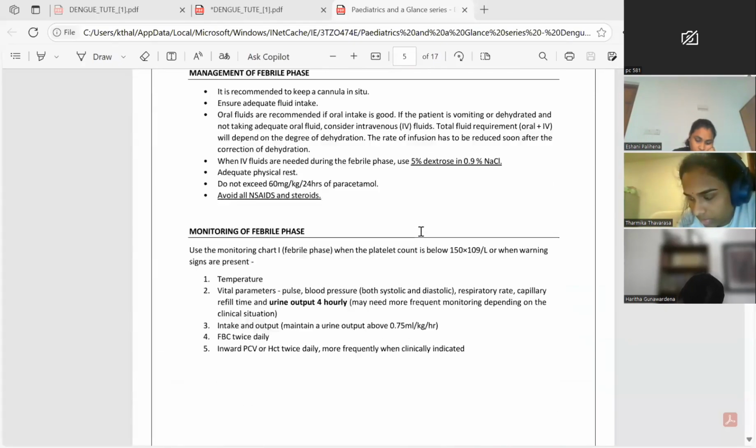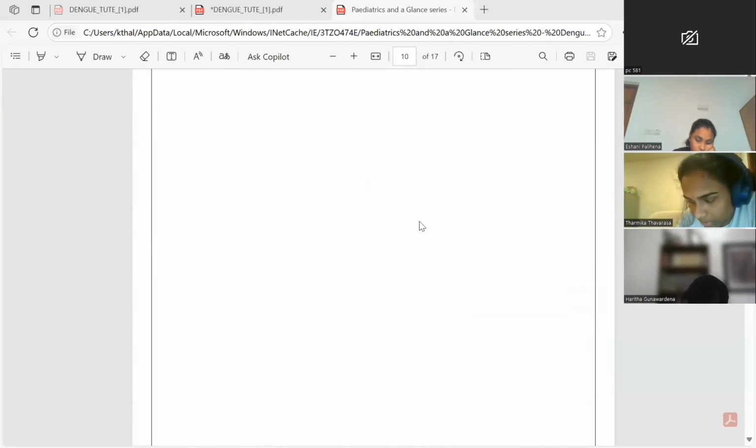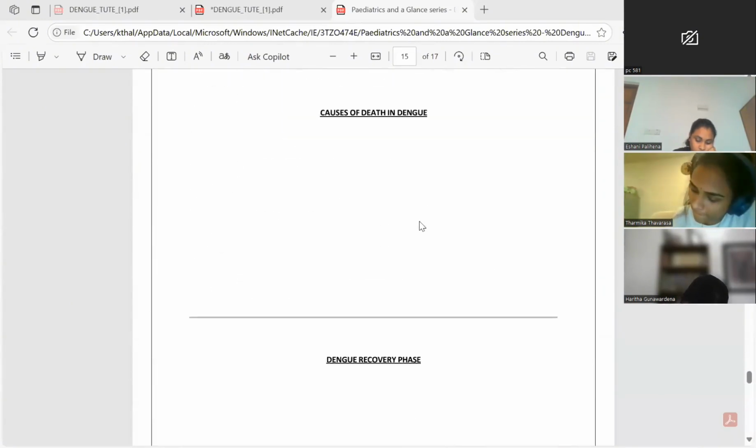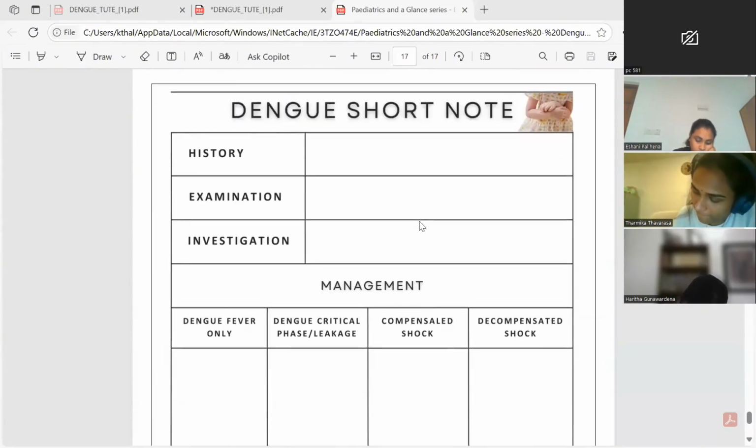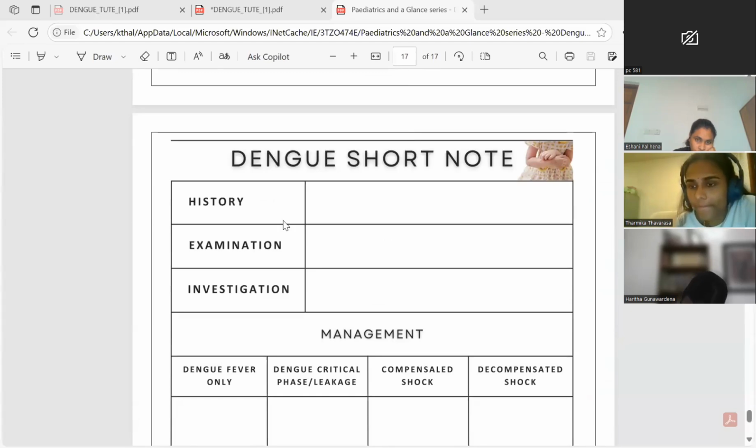Fever, arthralgia, myalgia, retroorbital pain, abdominal pain. This is the chart that we are filling. Eshani, can you see that I'm sharing a short note? So history: arthralgia, myalgia, retroorbital pain, abdominal pain, nausea, vomiting.